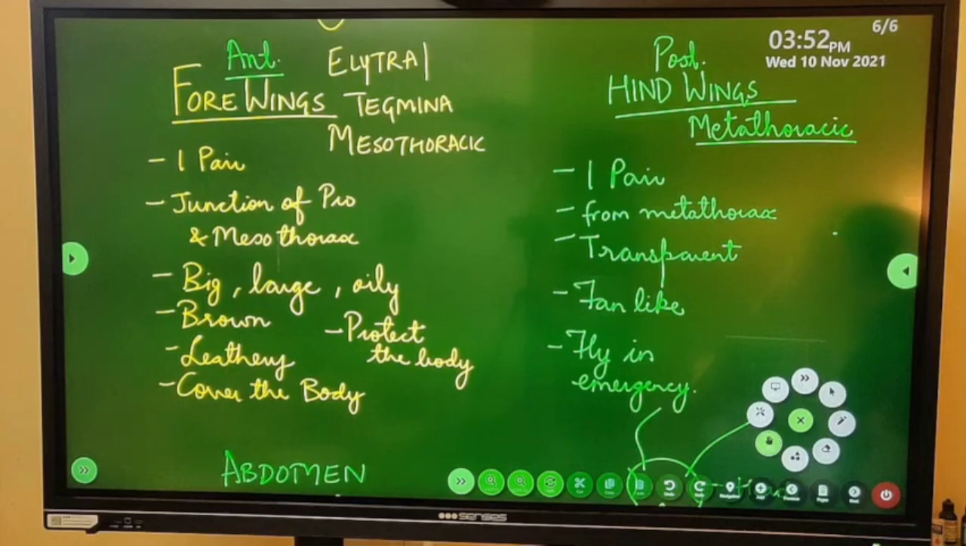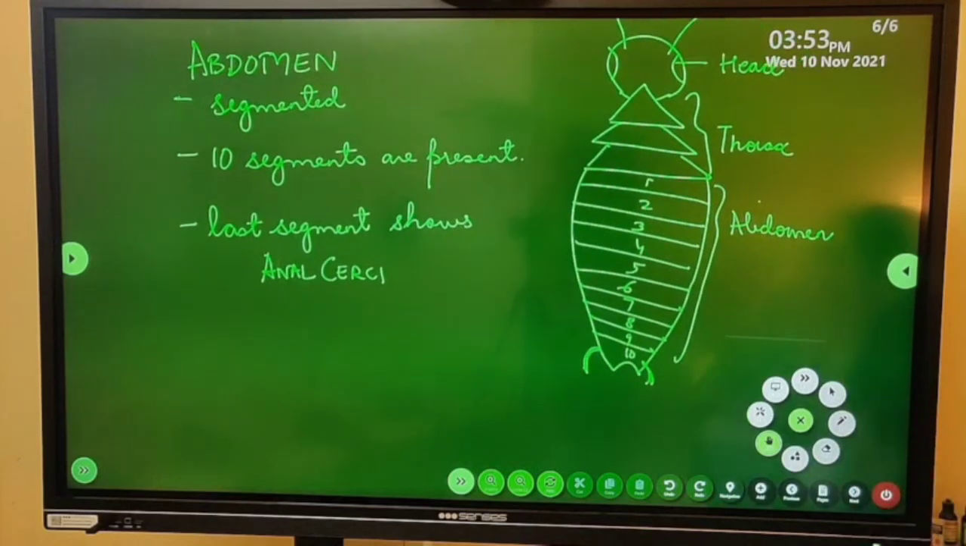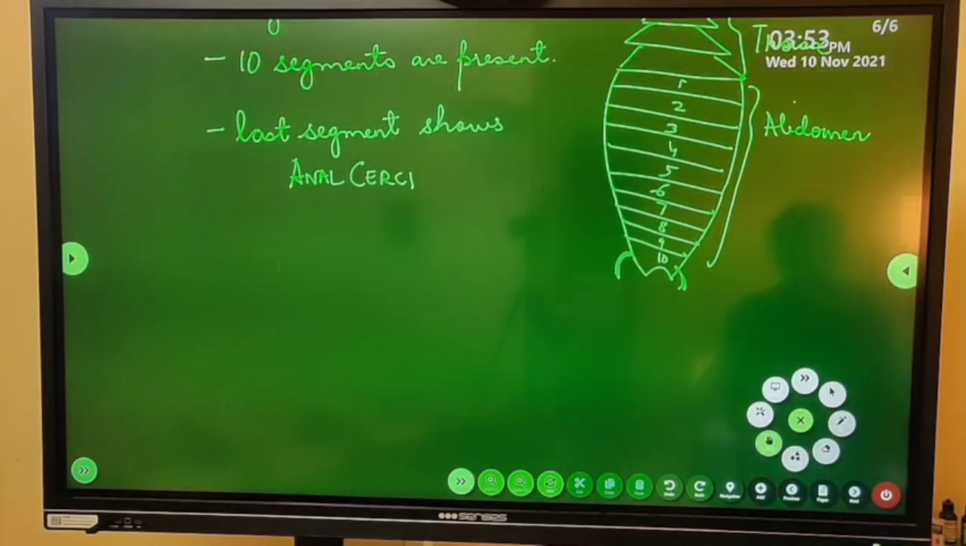फोरविंग का फंक्शन मेनली होगा प्रोटेक्शन का, बॉडी को कवर करके रखने का. ये large होंगे, बॉडी को कवर करके रखेंगे. Hind wings will be transparent, fan like. They will help to fly in case of emergency. Then we saw the abdomen. Abdomen is segmented. Again 10 segments are present, and the last segment, that is the 10th segment, shows the presence of anal cerci. All right, so we will continue now in the next lecture.